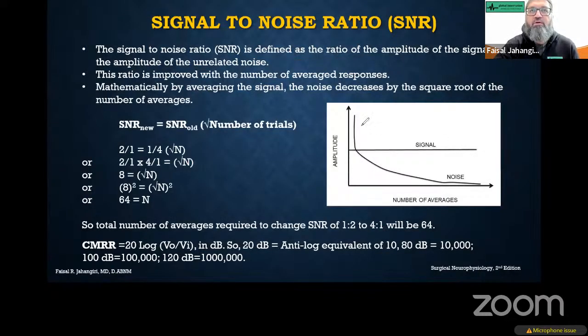So this is the formula we talked about. The signal never changes, because averages of 1 or 100 signals are always the same, but the amplitude of the noise drops. So we want to have more averages for evoked response. For spontaneous EMG, if you are doing spontaneous EMG, that's fine, we don't want to change it. But for evoked response, we change.